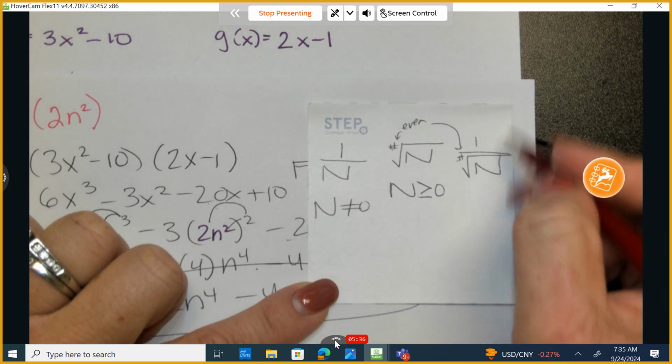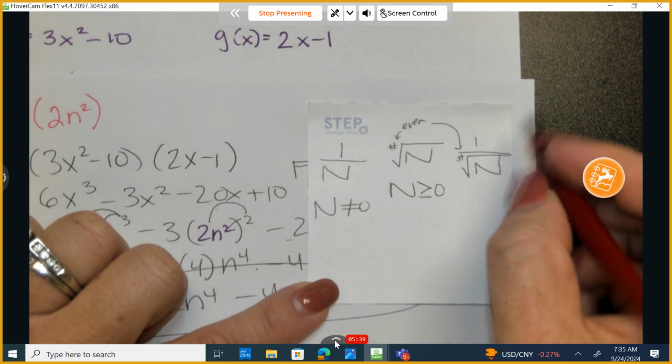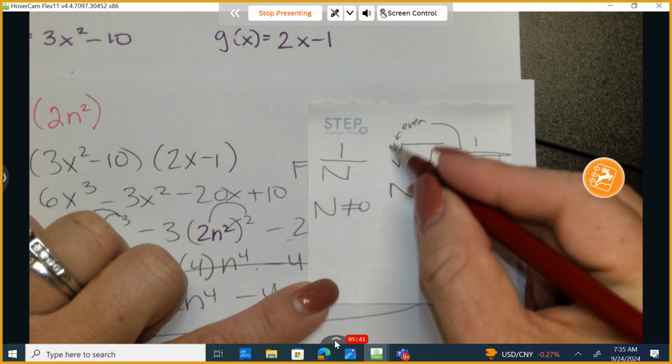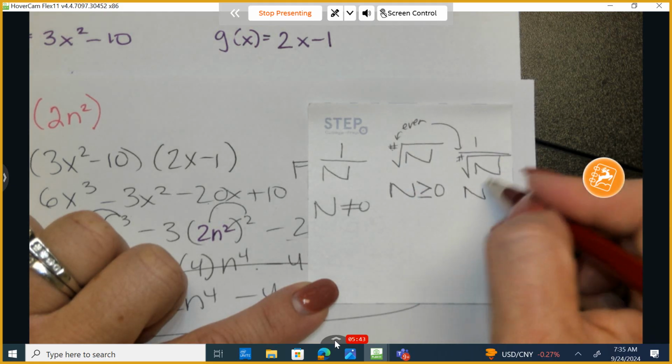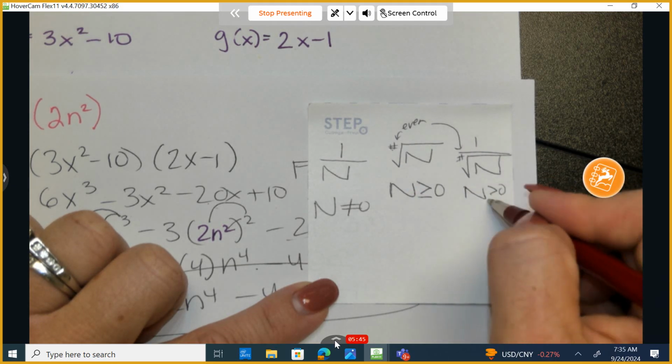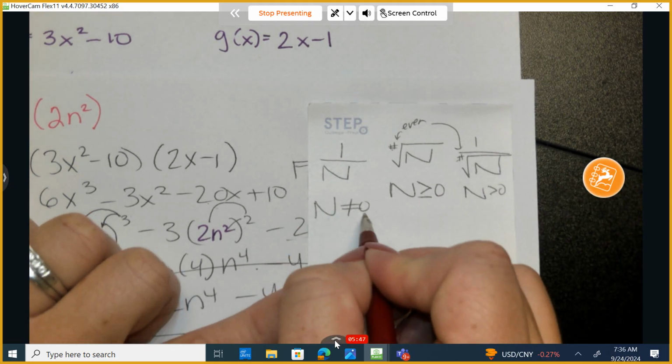Now, why does it differ when it's in the denominator? Well, the denominator cannot equal 0. For that reason, when we take this and place it in the denominator, we say that this quantity has to be greater than 0. We can't say greater than or equal to because the denominator cannot equal 0.